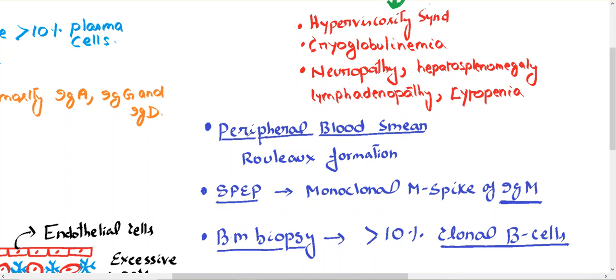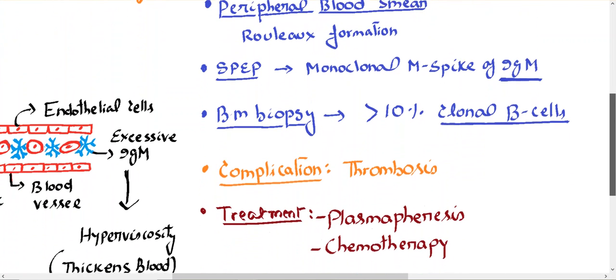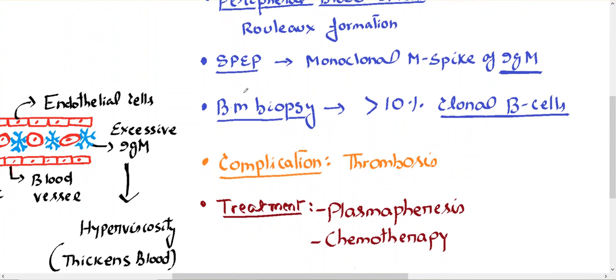In the peripheral blood smear, you will see rouleau formation. Why? Because normally the RBCs are negatively charged, and these abnormal proteins which are formed decrease the negative charge of the RBCs. As a result, the RBCs are stacked over one another like coins, and that's called rouleau formation. Okay, and the next is serum protein electrophoresis, where you see the monoclonal M spike, mainly of IgM.